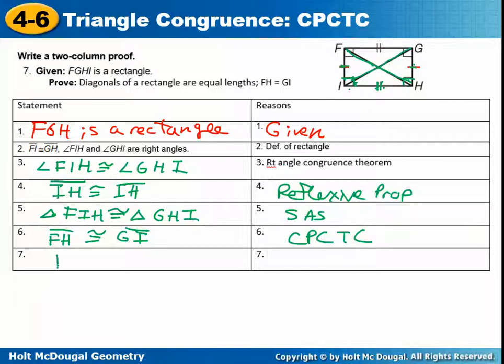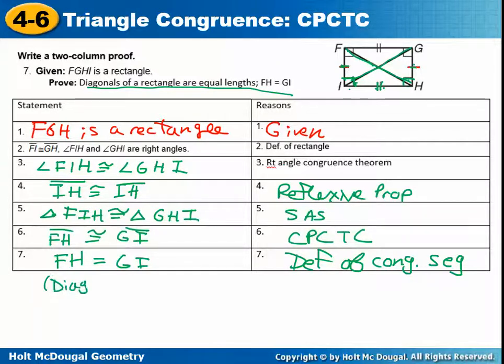And then that means that the length of FH is equal to the length of GI, which is the definition of congruent segments. So therefore, I have met what I wanted to prove, that the diagonals of a rectangle are equal lengths. And you could even say that. You could write that out too. And we have proved what we needed to prove. All right, great.